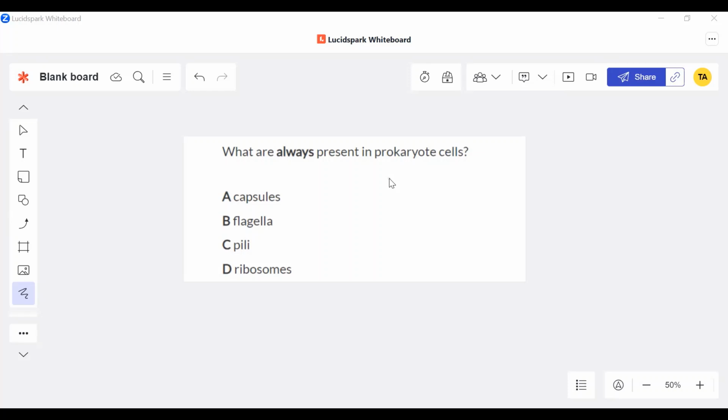Good work. So, what is always present in prokaryotic cells and not eukaryotic cells? Capsules are only found in some bacteria, and flagella is this thing right here which helps cell movement. So when the cell wants to move, this flagella will help with that. Also, it's not found in all prokaryotes. It's only found in some bacteria as well. Pili, you don't need to know what it is. It's not found in most of the bacteria or the prokaryote cells.